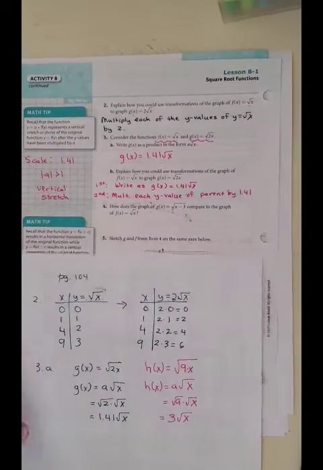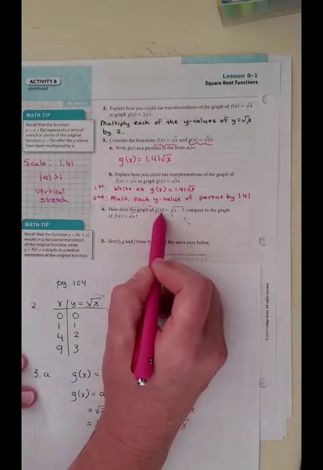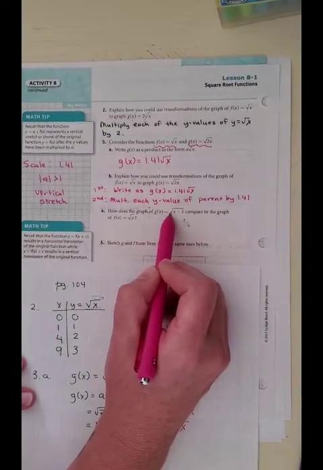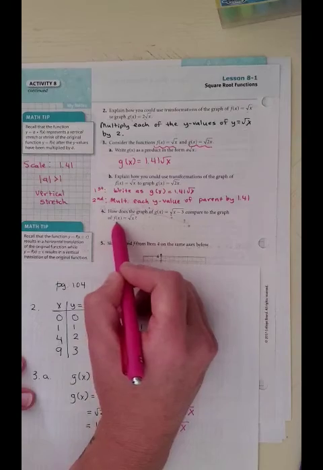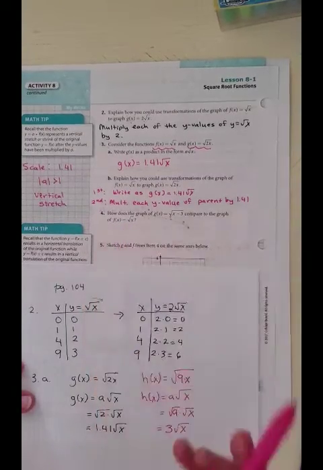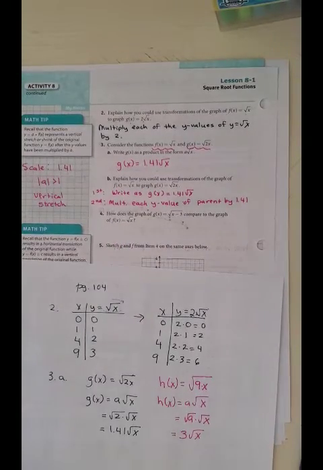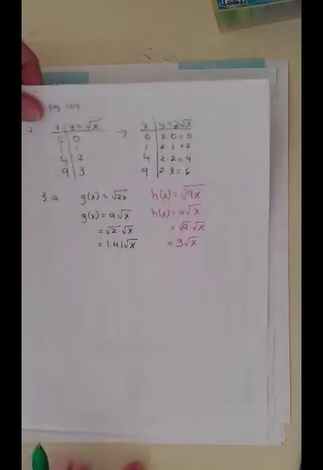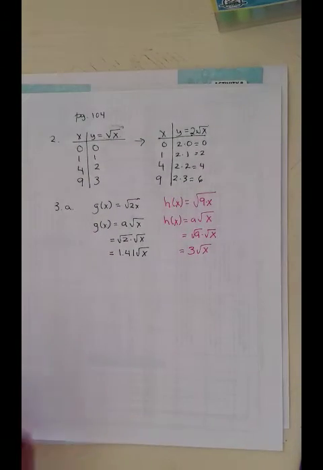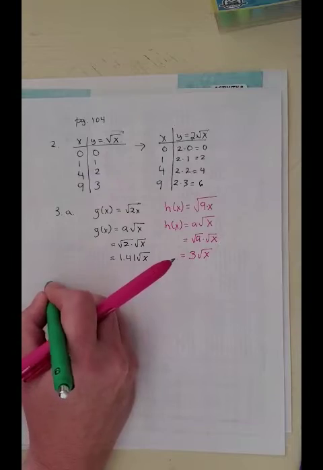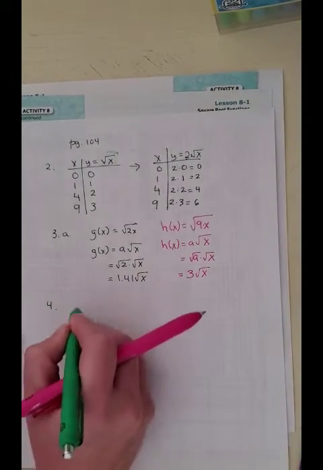From the parent. All right, how does this graph, g of x equals square root of x minus 3, compare to the graph of f of x equals square root of x? We can do that in two different ways. We can do it by investigation. If we want to see what happens, we can look at a table of values from the parent. This is number 4 on page 103.